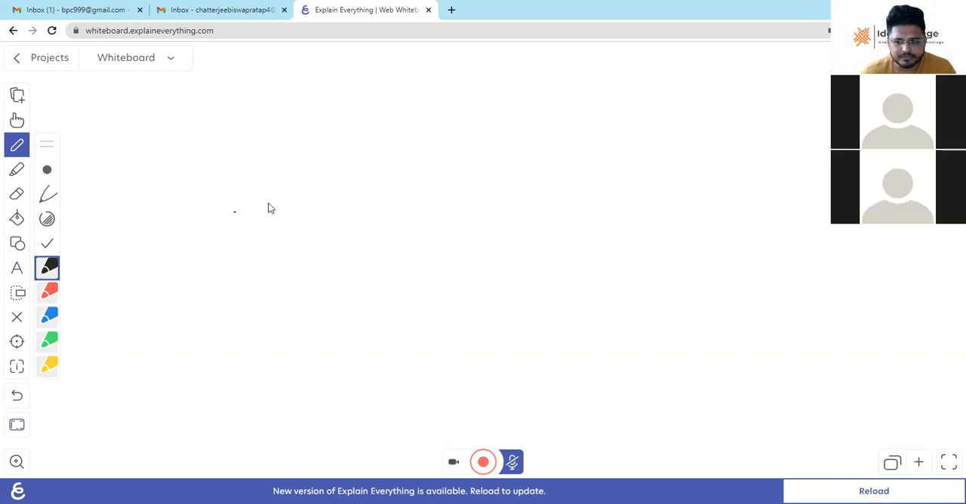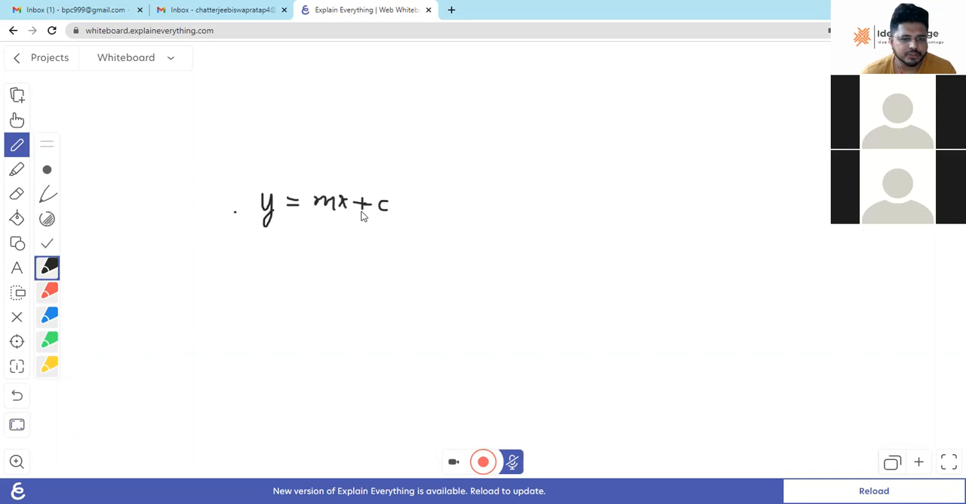Y is equal to mx plus c. Okay, here what is x, what is m, what is c, and what is y? Y is the line which we are predicting, the best fit line, and m is the slope, x is the feature, and c is the constant.